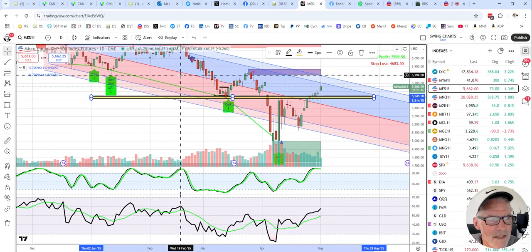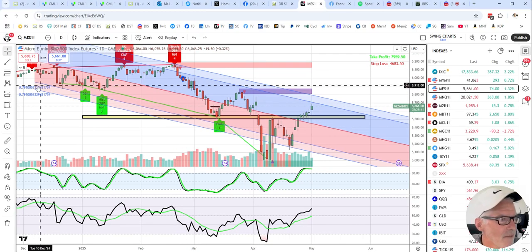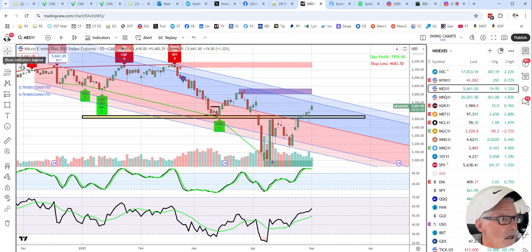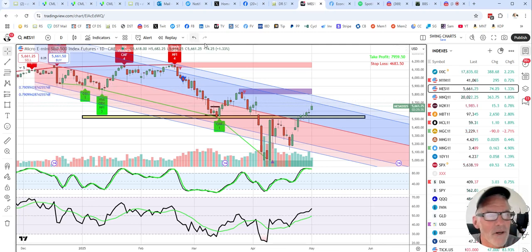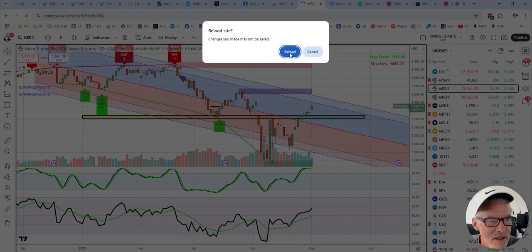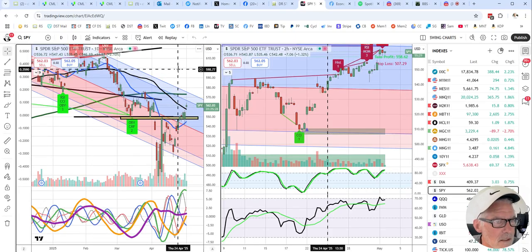Why? How do we know that? The LRC is falling. Where are my moving averages on here? I don't have moving averages. Hold on. I don't know what chart this is. Let me refresh here. Just give me a moment. That's better.